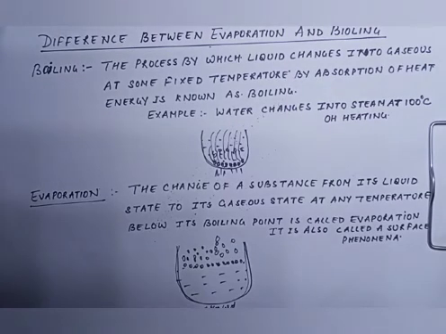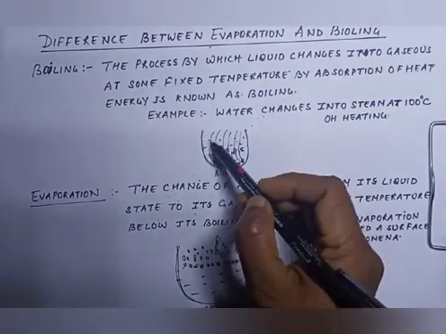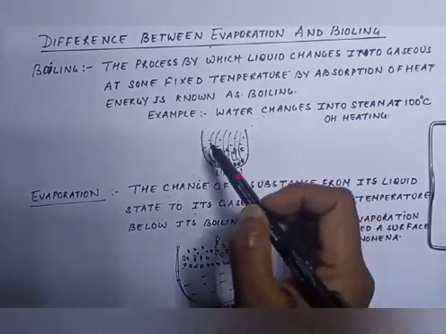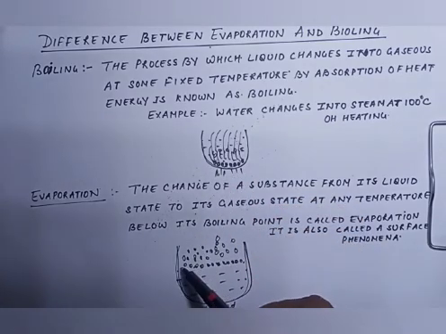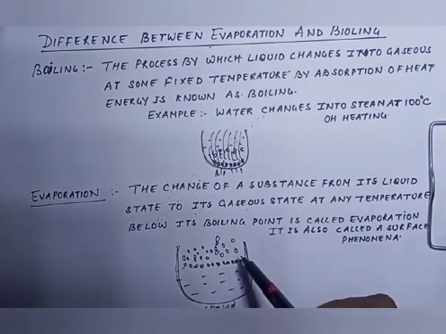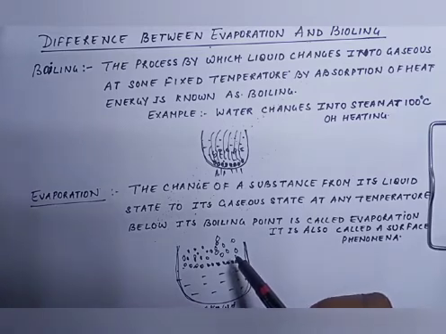Now let us see some differences between boiling and evaporation on the basis of their properties. The first property is type of phenomenon. What type of phenomenon is boiling and what type of phenomenon is evaporation? Boiling is a bulk phenomenon, that is, it occurs throughout the liquid. So that is why it is called a bulk phenomenon. Whereas evaporation is a surface phenomenon. Evaporation takes place from the surface, which is why it is called a surface phenomenon, which takes place only on the surface of the liquid.